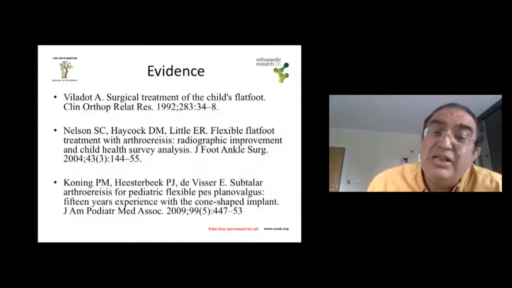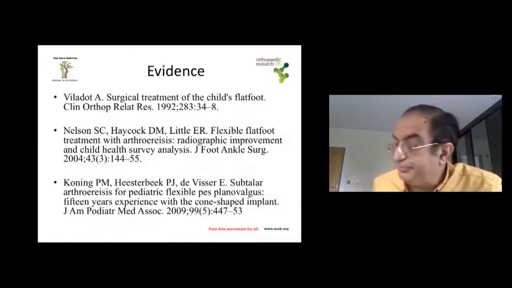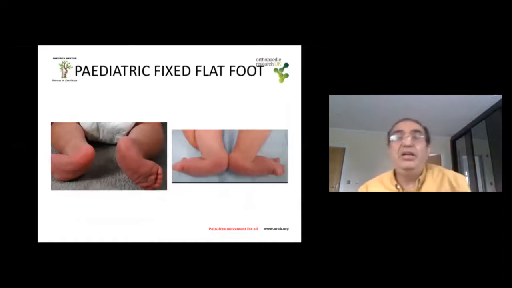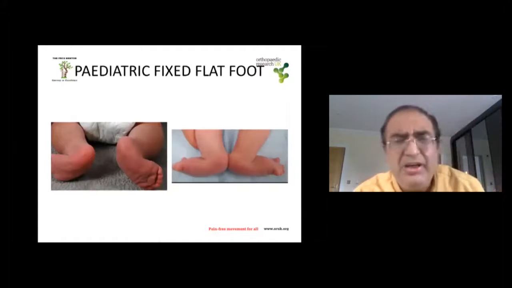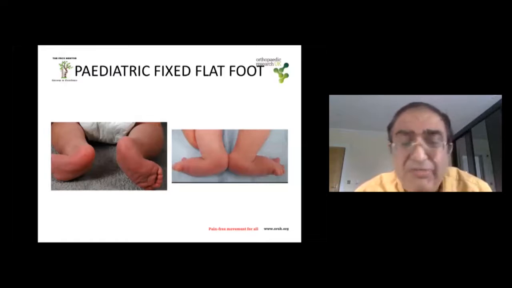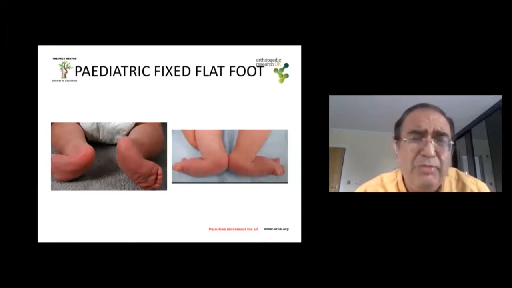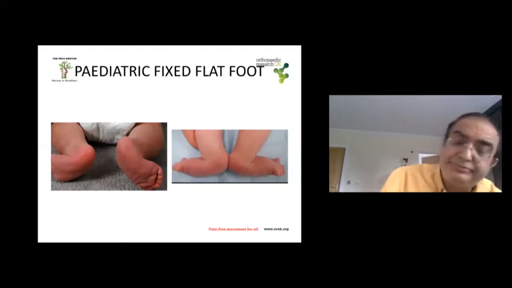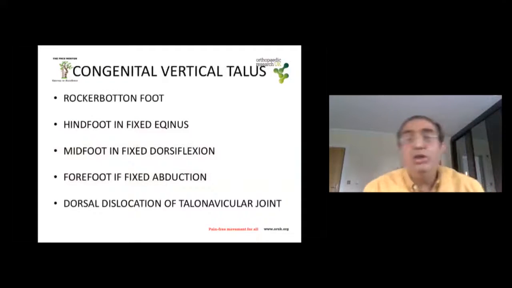And you can see these are the evidences to say that the sinus tarsi implant actually works. So the next important topic is the pediatric fixed flat foot. We finished the pediatric flexible flat foot, which was calcaneovalgus and physiological. The pediatric fixed flat foot, you mainly have to remember only one main condition, and that is the congenital vertical talus. So it is also called the rocker bottom foot.